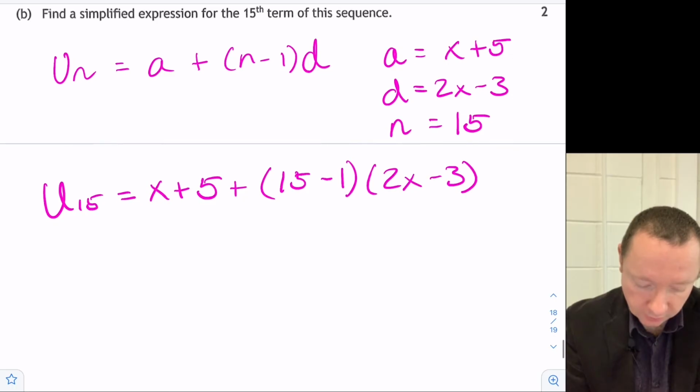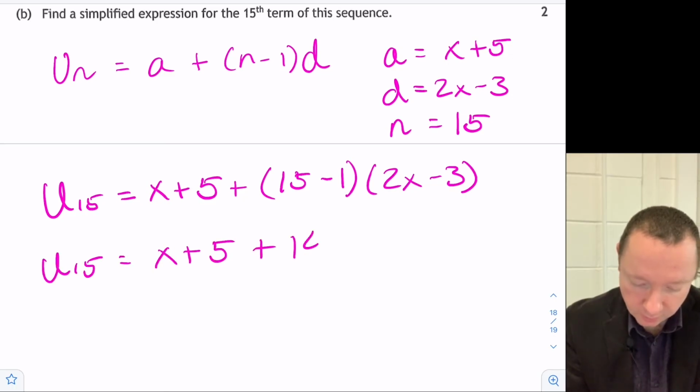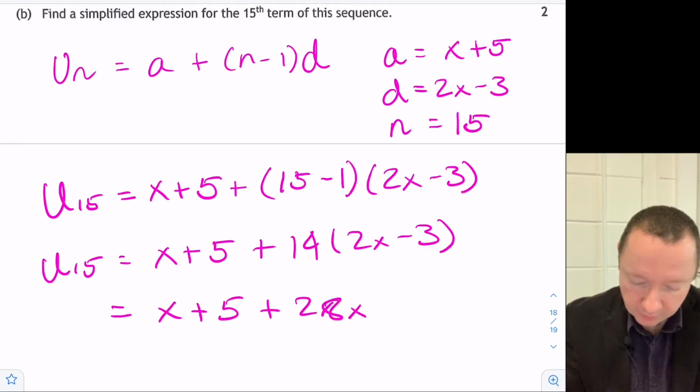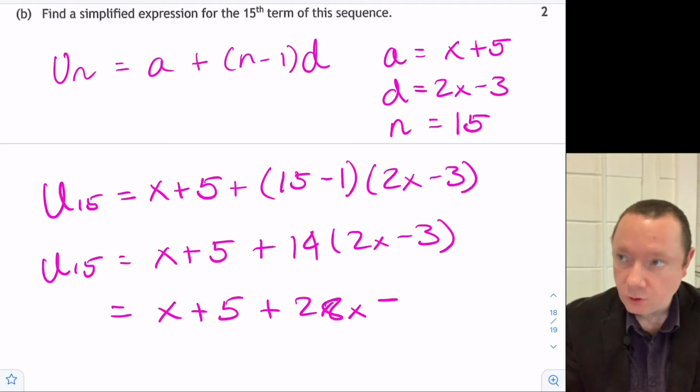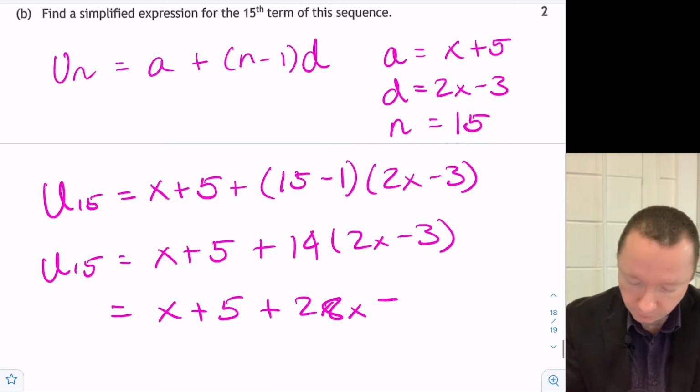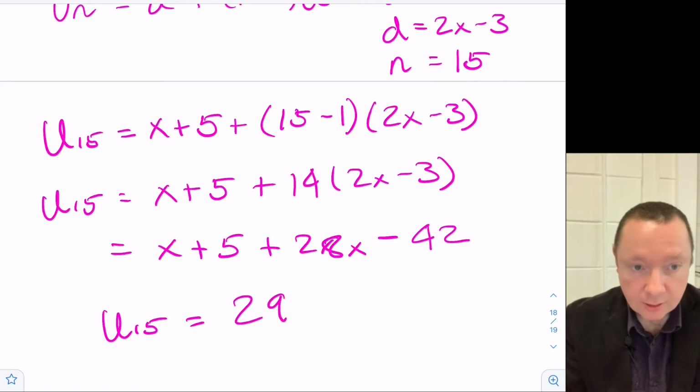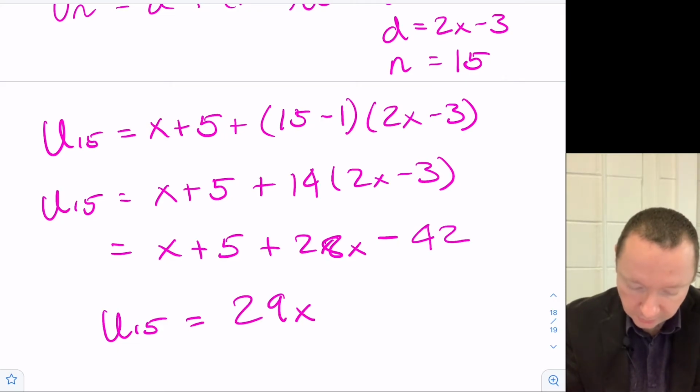So u15 equals x plus 5 plus 14(2x minus 3), which is x plus 5 plus 28x minus 42. Ten fours are 40, 2 fours are 8, 48... 14 times 3: tens are 30, 3 fours is 12, 42. So u15 must equal 29x minus 37.